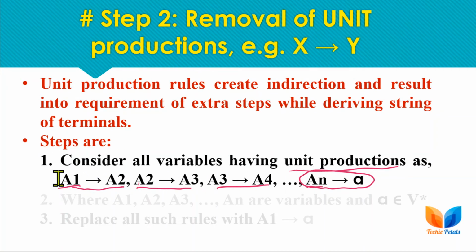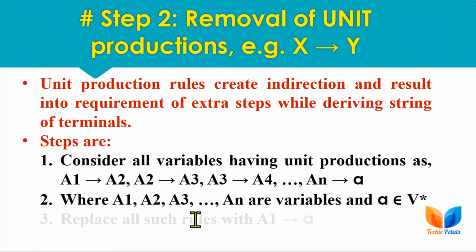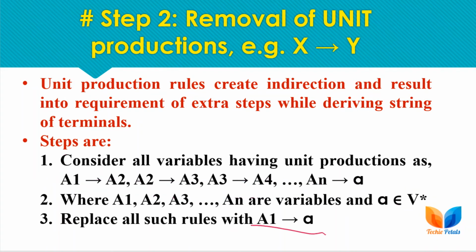Here all these are variables and alpha is a string of terminals and non-terminals. So we can simplify these production rules by removing all these intermediate variables and simply rewriting A1 with alpha in the resulting production rule, or the simplified production rule. So here is a simplified production rule corresponding to these n production rules, by rewriting A1 with alpha.